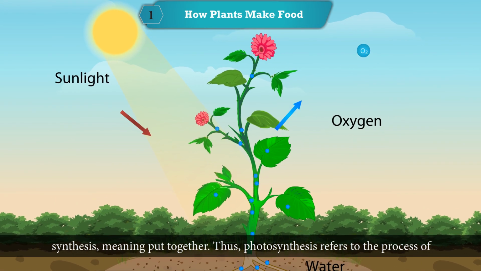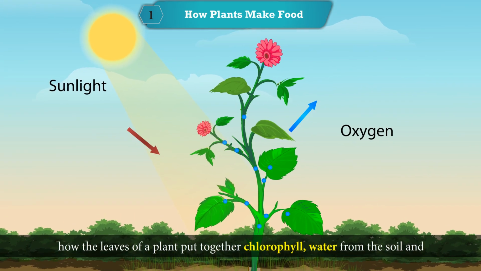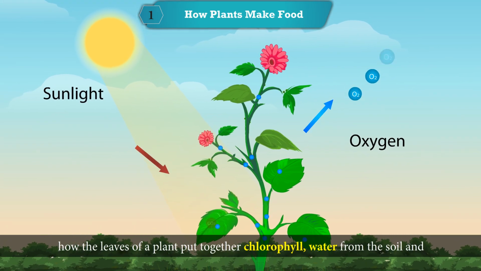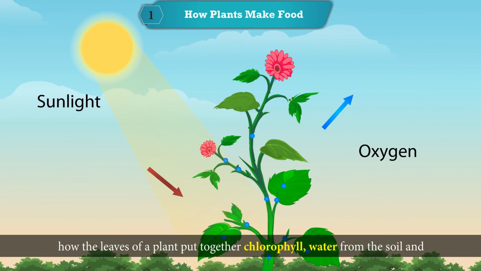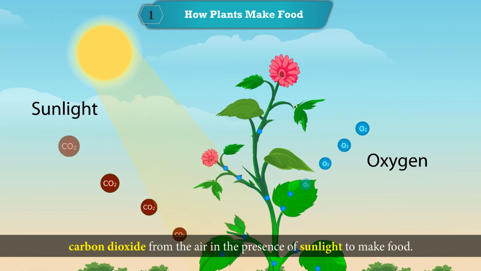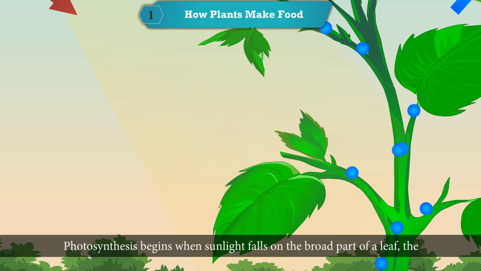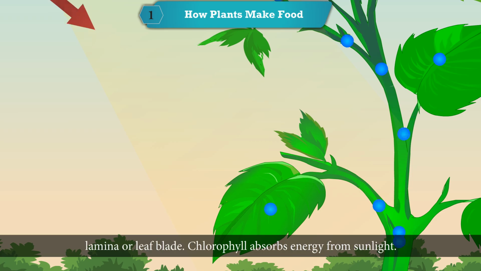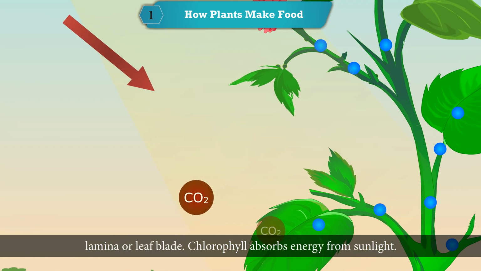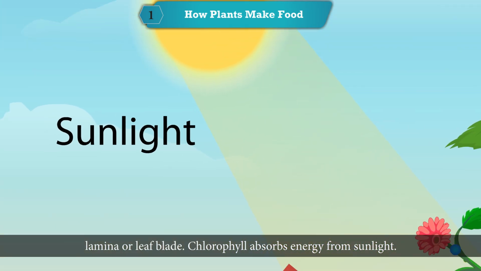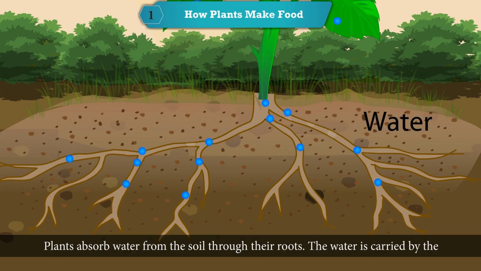Thus, photosynthesis refers to the process of how the leaves of a plant put together chlorophyll, water from the soil, and carbon dioxide from the air in the presence of sunlight to make food. Photosynthesis begins when sunlight falls on the broad part of a leaf, the lamina or leaf blade. Chlorophyll absorbs energy from sunlight. Plants absorb water from the soil through their roots.